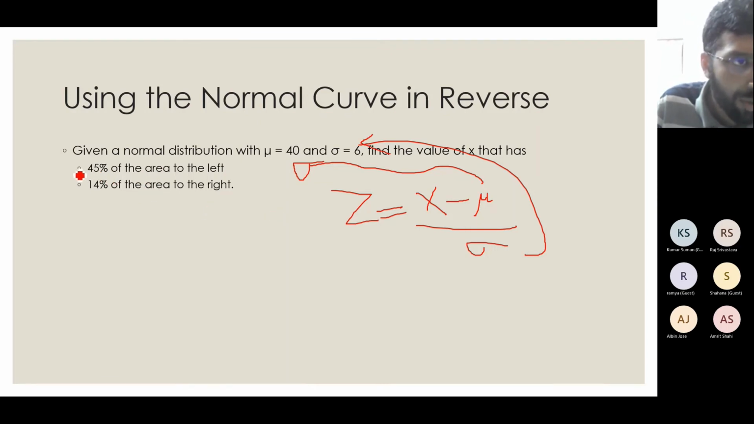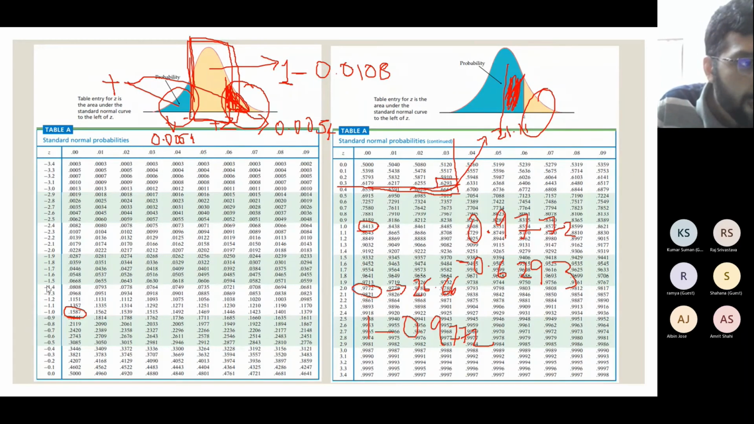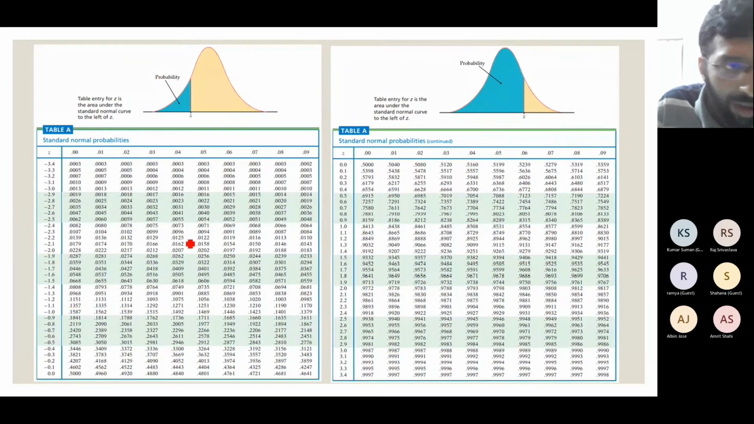There is 45% area to the left, so I have to go to my table and find the value 0.45 in it. Let's see where 0.45 is.